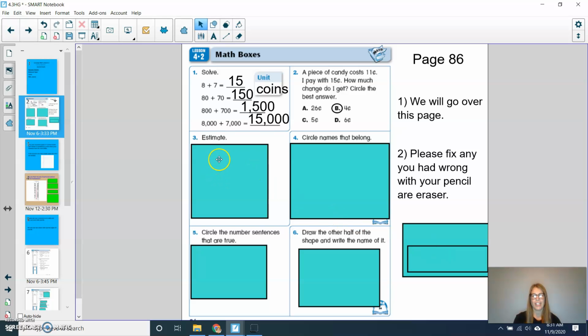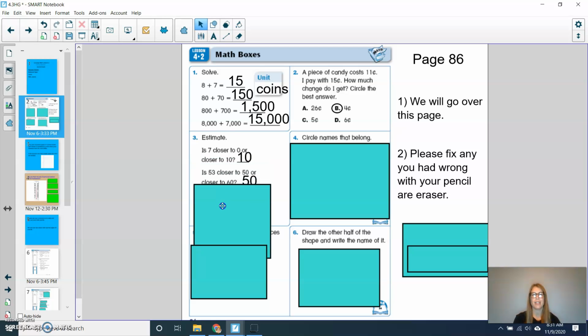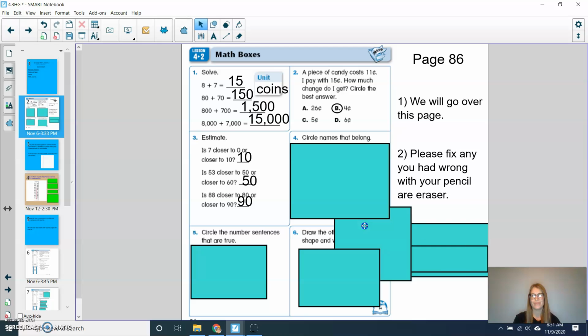For question number 3, you are estimating. So is 7 closer to 0 or closer to 10? I know 7 is closer to 10. Is 53 closer to 50 or 60? I know that it's closer to 50. Is 88 closer to 80 or closer to 90? And I know that it's 90.